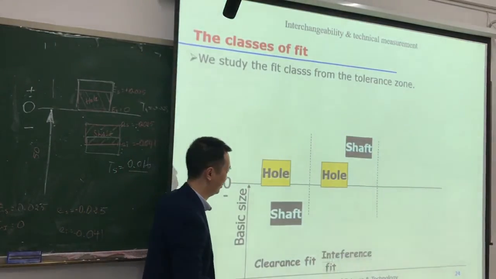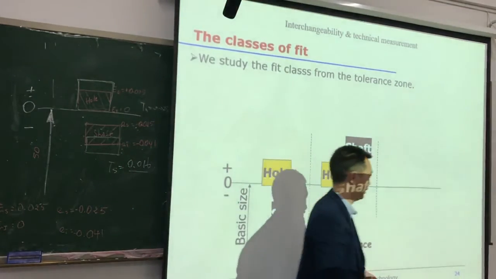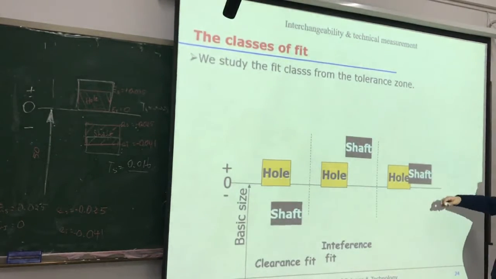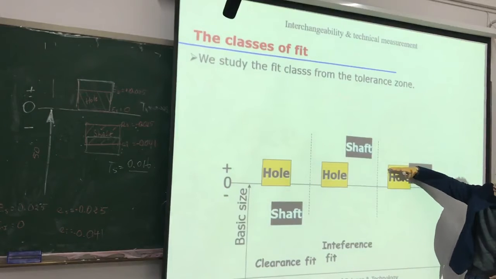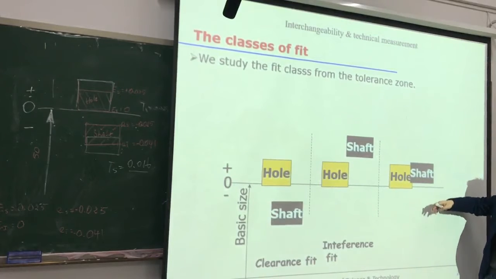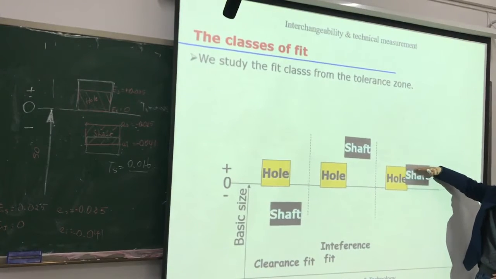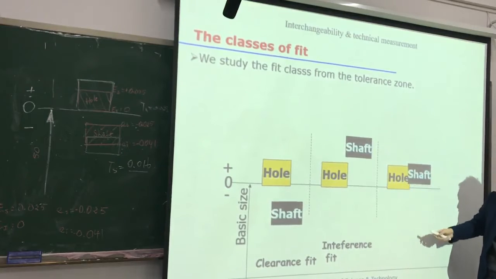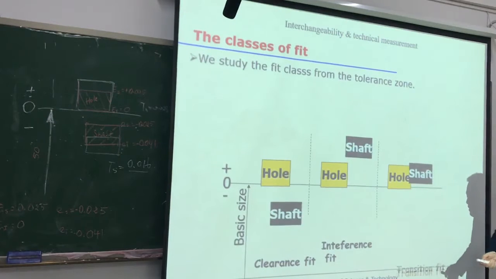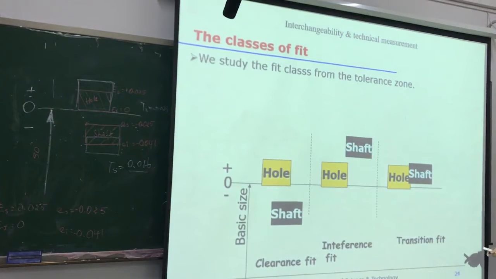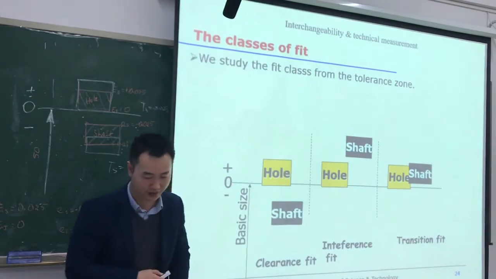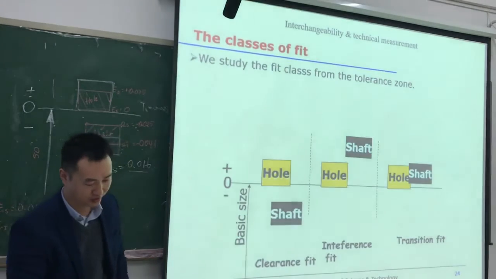Interference fit, right? It will be an interference fit. So there is a third condition. Yes, they overlap together. If we choose the hole here and the shaft here, you can get a clearance fit, right? If we choose the shaft value here and the hole value here, we get the interference fit. In this condition, we call it the transition fit. So we have three classes of fit: clearance fit, interference fit, and transition fit.